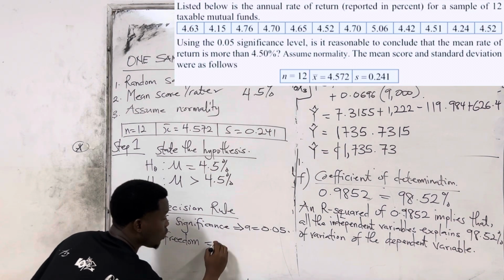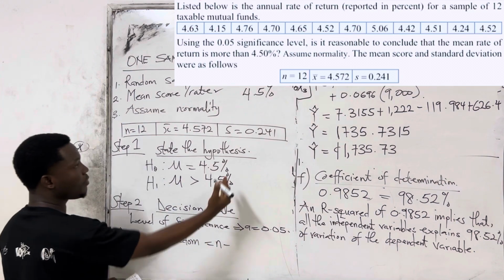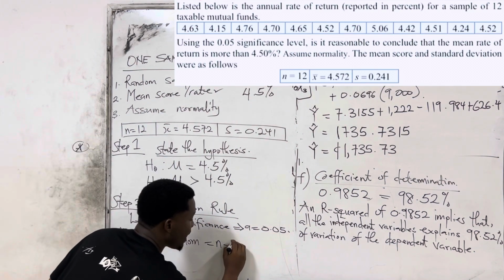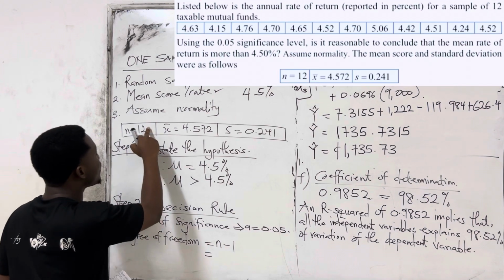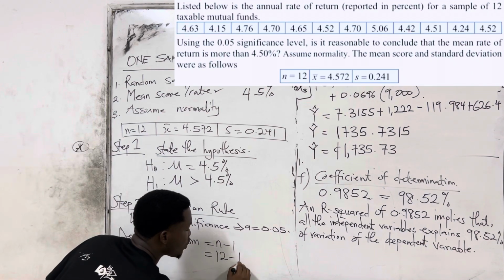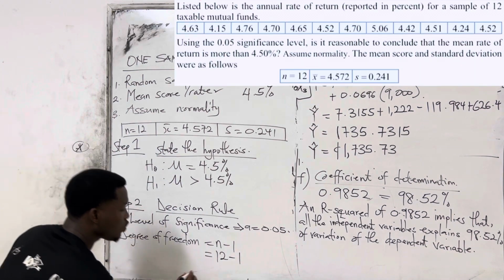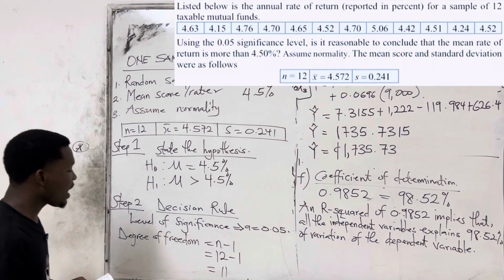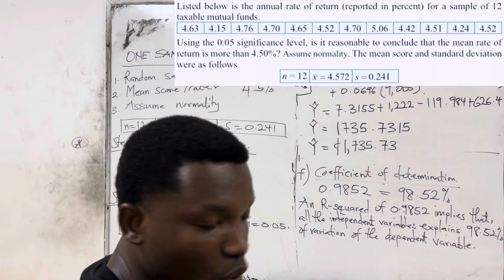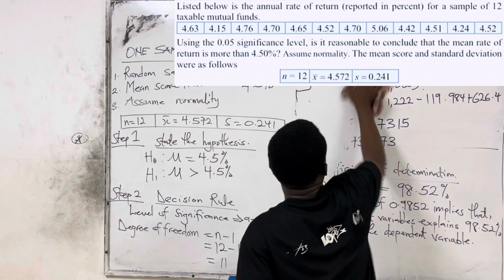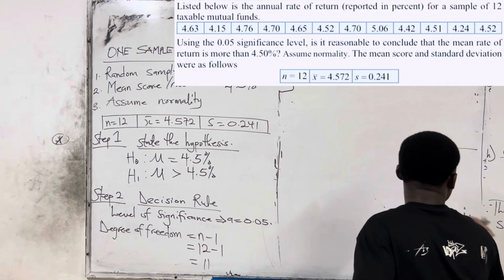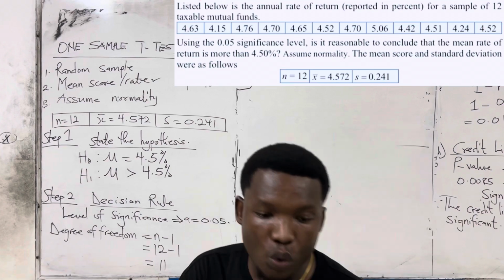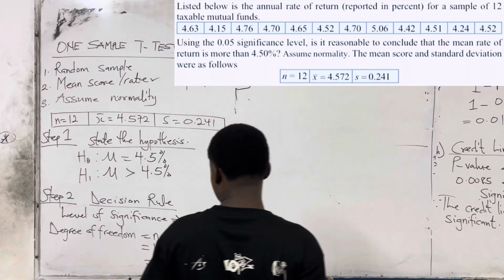Our degree of freedom is given to us as n, which is the sample number, minus 1. So we have n to be 12 minus 1, so this will be 11. So we have our degree of freedom to be 11.